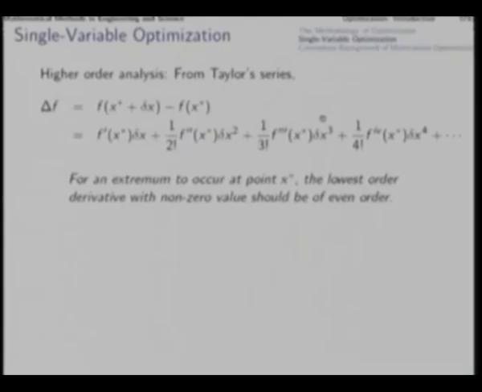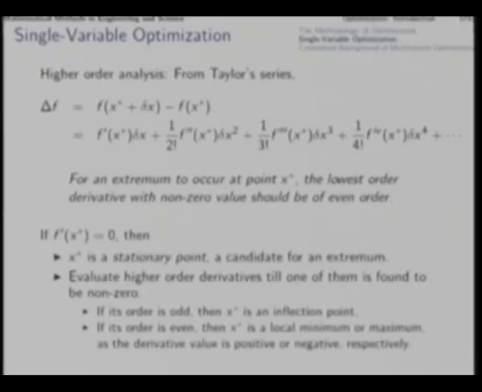So, this goes on. Therefore, now looking at the pattern, you can say that for an extremum to occur at point x star, the lowest order derivative with non-zero value should be of even order. If up to third order it is 0, and fourth order is positive, then again it is a local minimum point. So, that gives you a working rule for determining candidate points and then classifying them as minimum, maximum and so on.